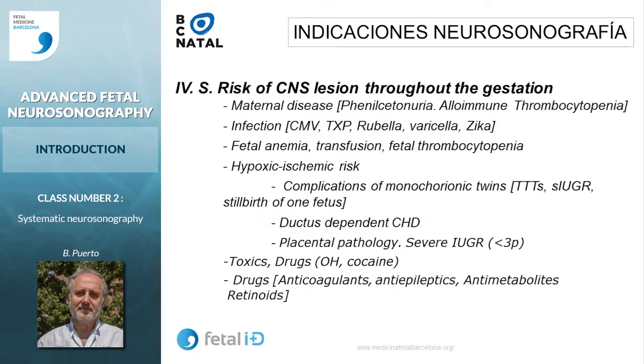The last group are those situations with risk of brain injury: infections, stroke, or hypoxic ischemic phenomena, twin-to-twin transfusion syndrome, selective IUGR, death of one fetus, ductus-dependent congenital heart disease, placental pathology. It is an important group because the group with fetal growth under the 3rd centile is the one with more risk of neurological alterations. Another group is the one with patients with drug intake or toxics.